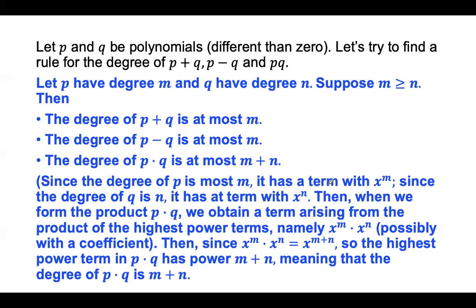Since the degree of P is M, we see that it has a term with x to the power M in it. Since the degree of Q is N, it's going to have a term with x to the power N. Then when we form the product, multiplying P times Q, we obtain a term arising from the product of the highest power terms, namely x to the power M times x to the power N, and it can, of course, have a coefficient in front. By the rule of exponents, we just add those exponents together, so it's x to the power M plus N. So the highest power term in P times Q has this power M plus N, meaning that the degree of P times Q is M plus N, which is kind of what we just did in the previous example.